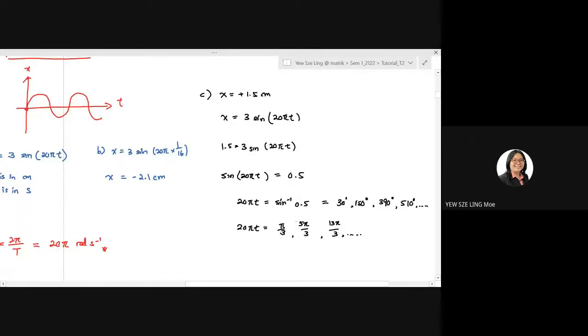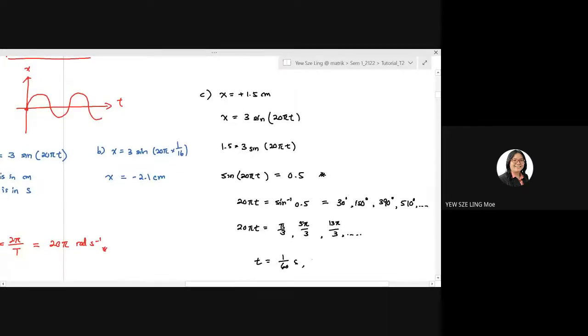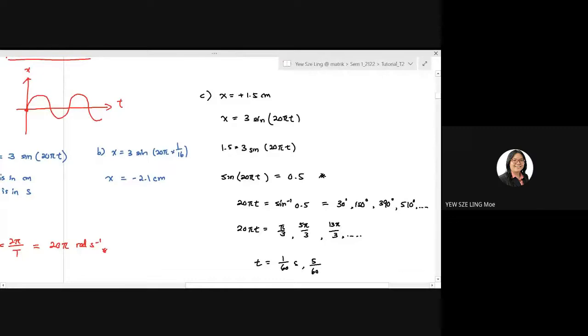Right? So this is a value that it will give you sine equals to 0.5. That will give you a positive 0.5 after you sine it. Sine 30, sine 150, sine 390, sine 510, all of them will give you 0.5. So if you rearrange the equation, t is then equals to 1/60. That is the first answer. 5/60. 13/60, and so on.